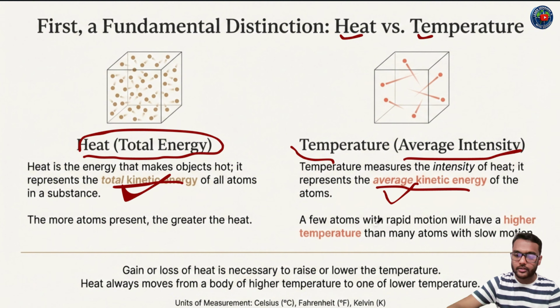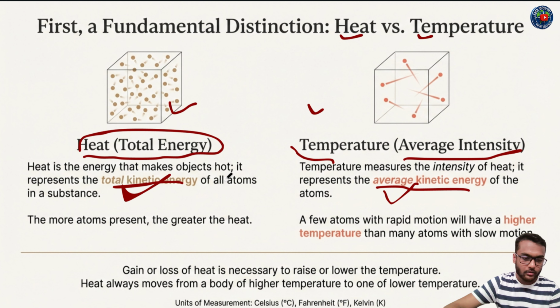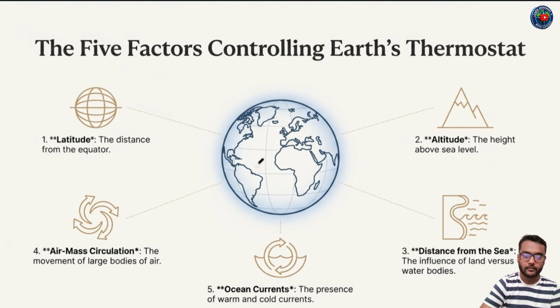A few atoms with rapid motion will have a higher temperature than many atoms with slow motion. This is the basic difference between heat and temperature. Gain or loss of heat is necessary to raise or lower the temperature. Heat always moves from a body of higher temperature to one of lower temperature.